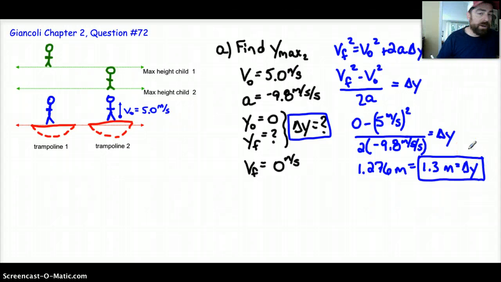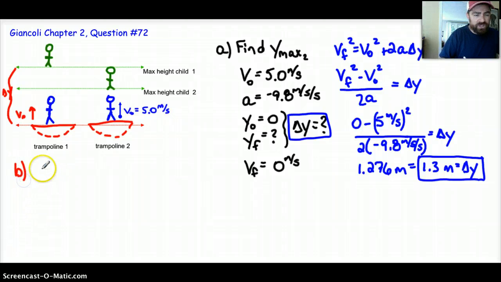Okay, that's part A. Part B then goes on to ask another question. Part B says, what is the initial speed of the first child? So let's go ahead and take a look at our sketch. We don't know what the initial speed of child number 1 is. It's not given to us in the problem. However, we do know indirectly what delta y is. It's 1.5 times the height that we just found in part A.